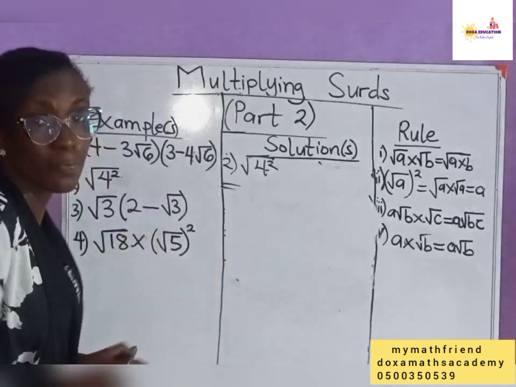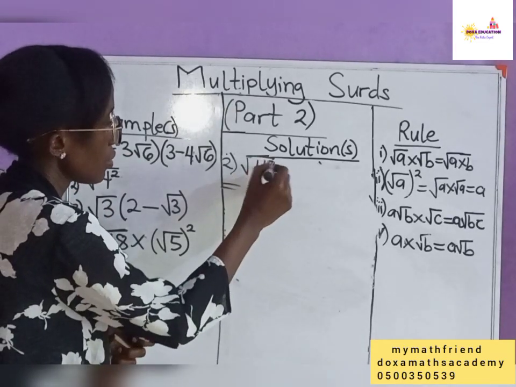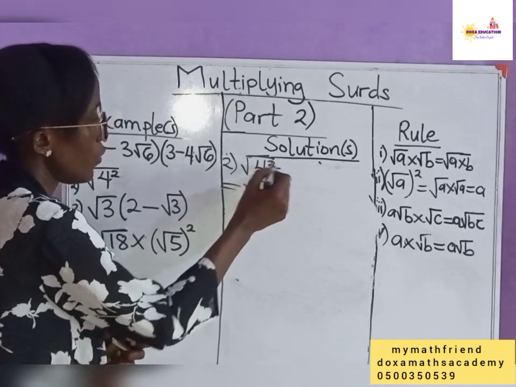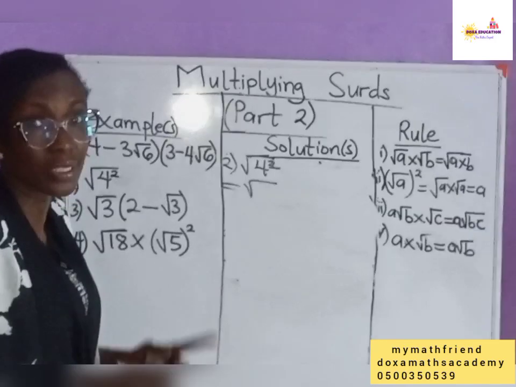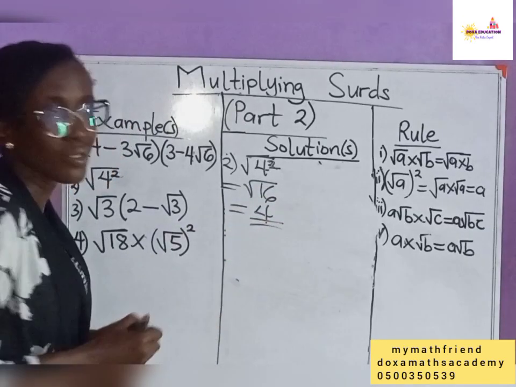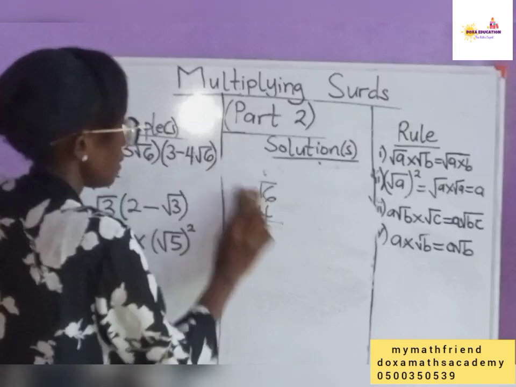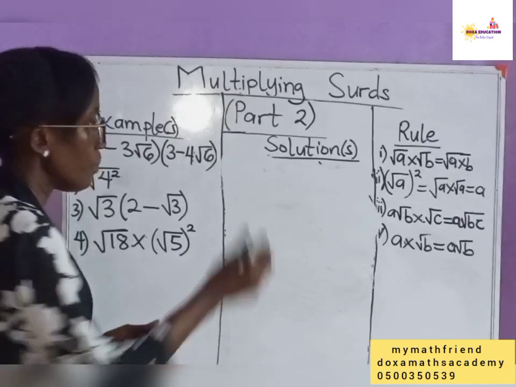In this example, the square affects the 2. So we have square root of 4 squared, which is 4 times 4, giving you what? 16. Square root of 16 is 4. Simple. Well, good. Now let's look at the third example.